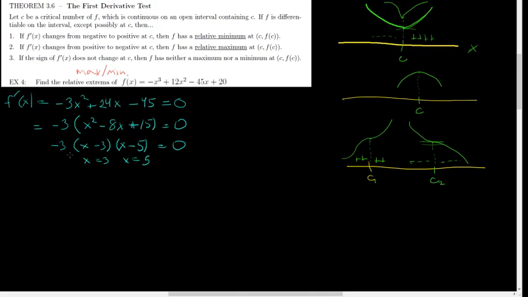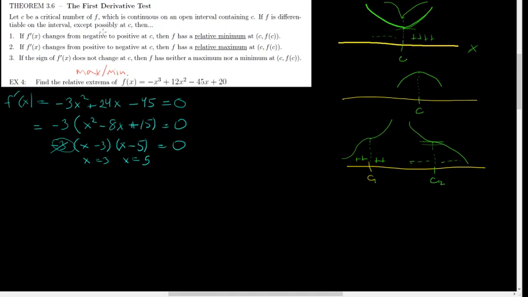I hope you're not saying negative 3. That's not a critical number. You can actually divide by negative 3 here. So x equals negative 3 is not a critical number. This is just the leading coefficient. You can divide by it. So two critical numbers, positive 3 and positive 5. Okay. And so these are possible maximum and minimum. We don't know that yet. We don't know whether they're really maximums or minimums yet.